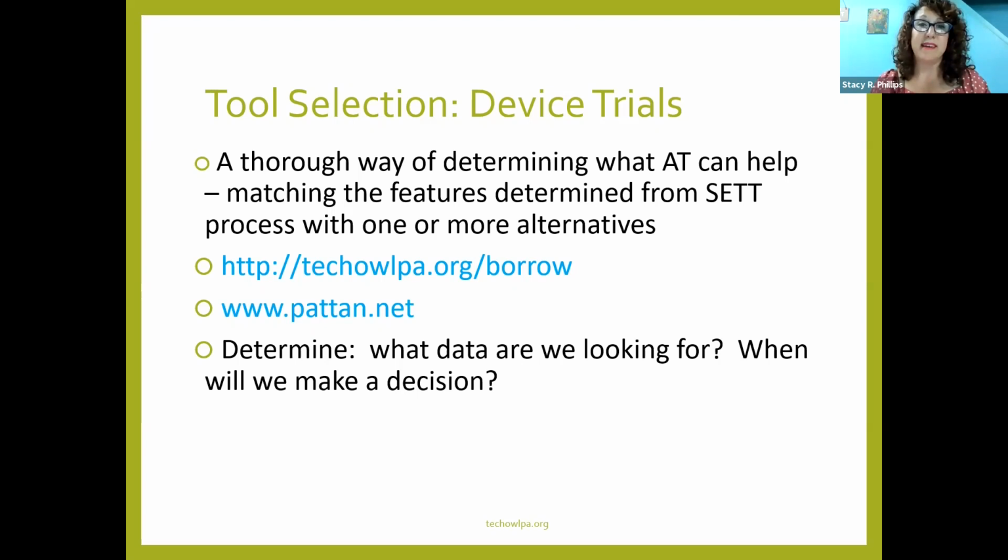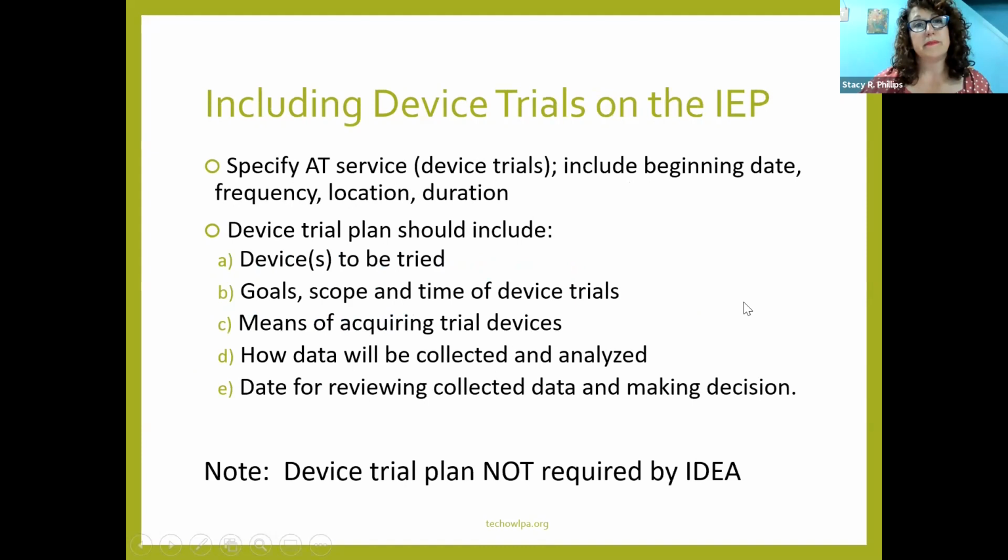I would always set a date. I would say 3 months or 2 months, depending on what their needs are as a team to revisit. That's just me. I'm just throwing that out there. But I think it's really just based on the student's need and what the team feels would be best.